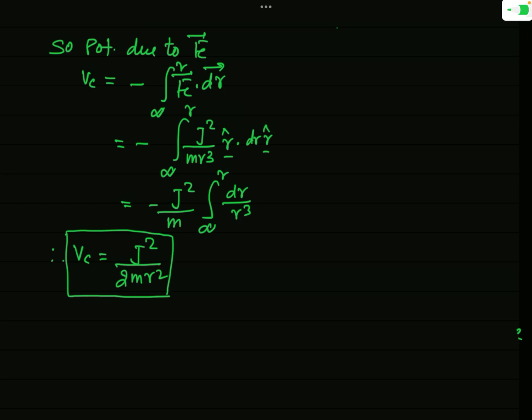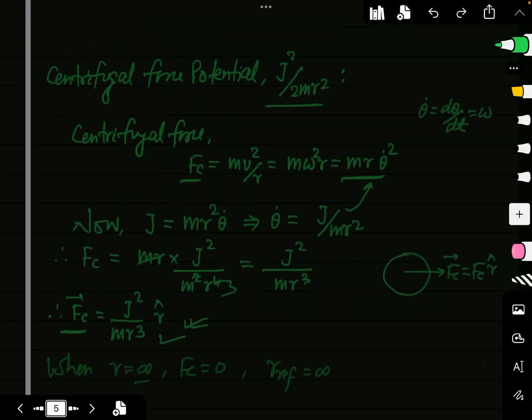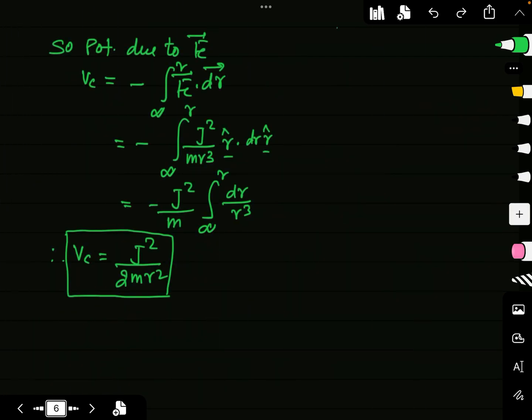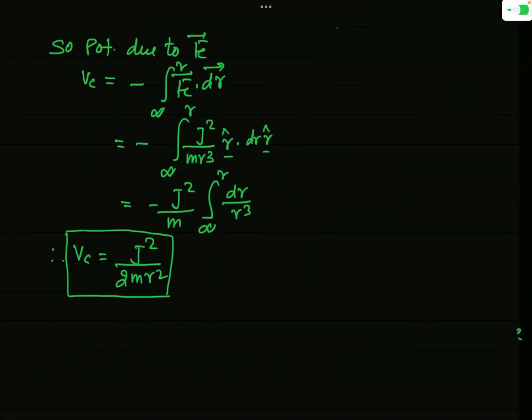As in the expression of energy, this term comes: j square by 2 m r square. You can see this is our term. So this term has been obtained simply by treating the centrifugal force as a conservative force, as an actual interaction. If we imagine that the centrifugal force is a real conservative interaction that actually acts on the particle, then the potential energy due to it will be this much. And that's why we call this term the centrifugal force potential. This is the reason.